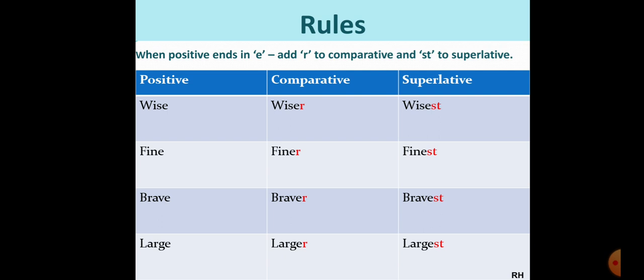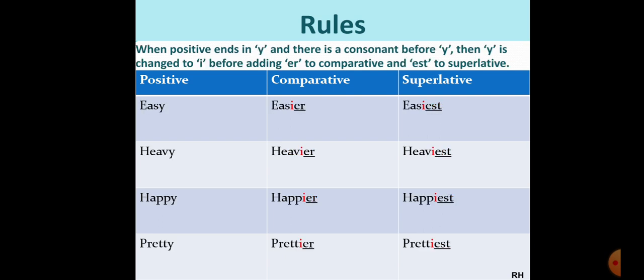Let's look at a few more examples. Fine becomes finer and then finest. Brave, braver, bravest. Large, larger, largest. Hope this is clear, students. Let's look at the third rule.